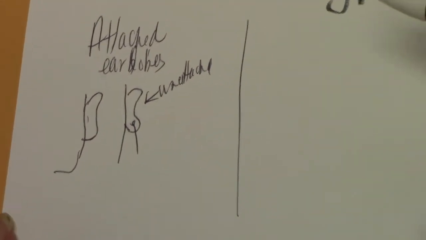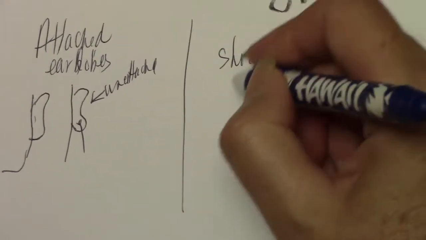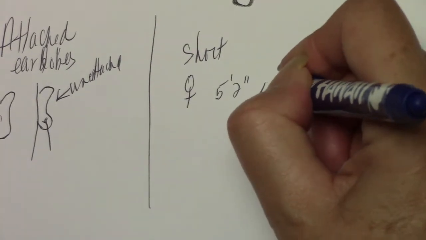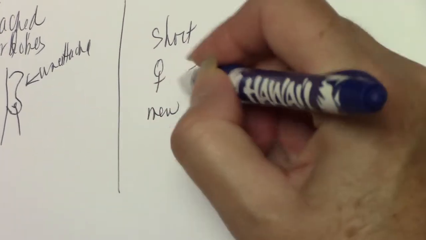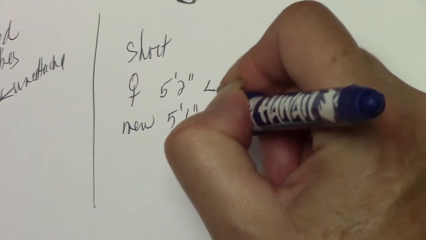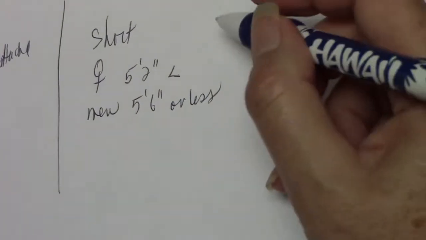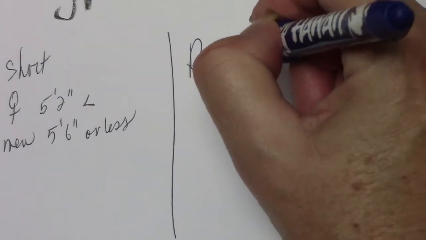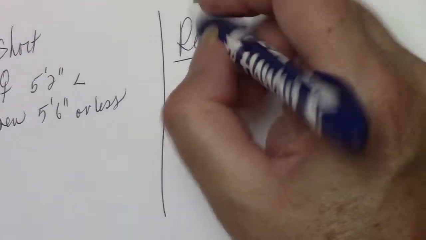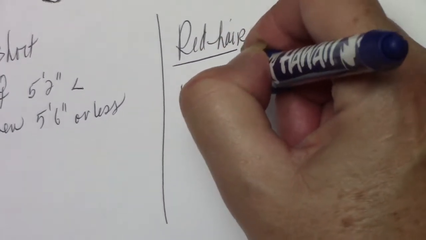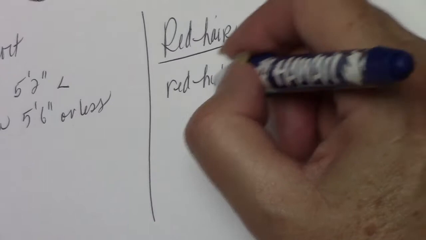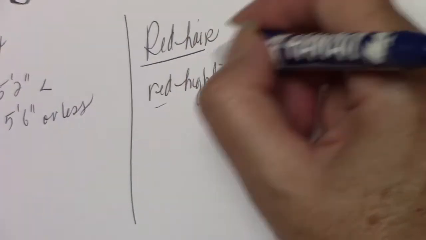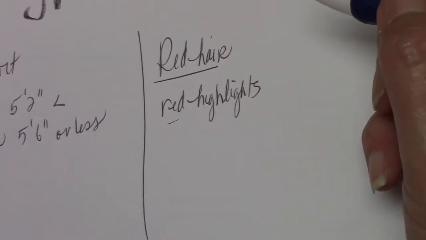Blue eyes are pretty obvious. Short: we're talking about, for women, 5'2" or less, and for men, 5'6" or less. Blonde hair is obvious. Red hair: some of you have the red hair gene. What we mean by the red hair gene is if you go out in the sun, you get red highlights. So you may have brown hair and a red hair gene. If you have highlights that are natural from sunlight, you probably have the red hair gene in addition to having a brown or another color.